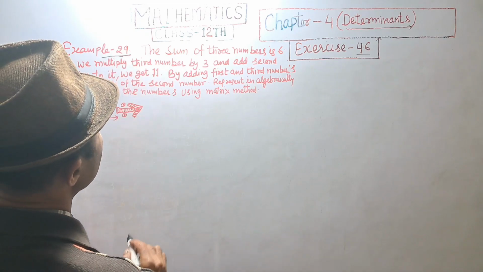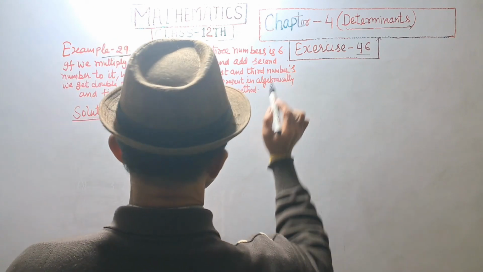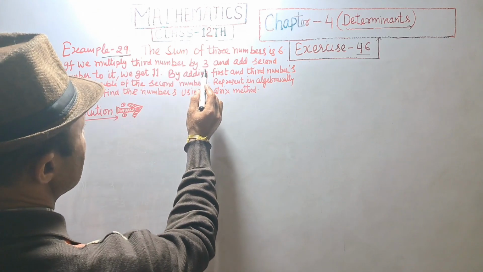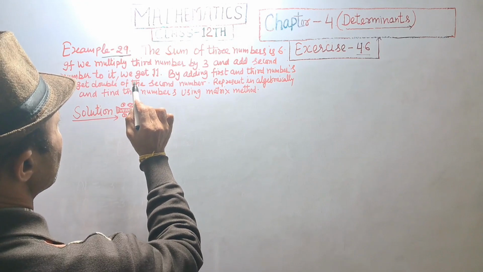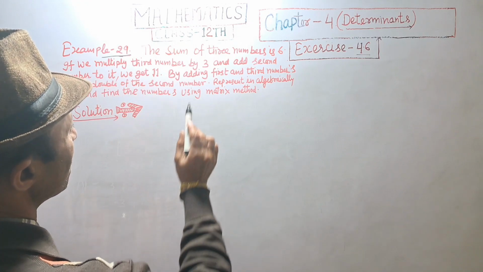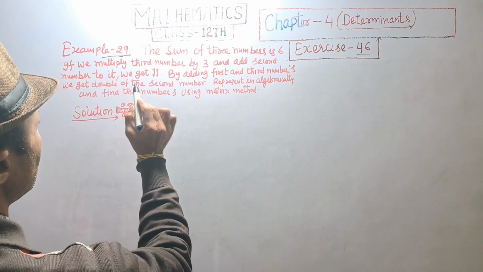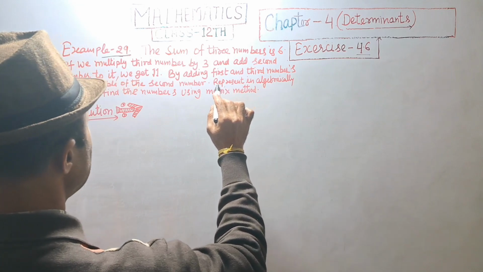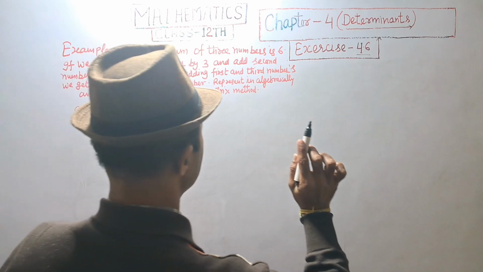Example 29. The sum of the three numbers is 6. If we multiply the third number by 3 and add the second number to it, we get 11. By adding the first and third numbers, we get double the second number. Represent it algebraically and find the numbers using the matrix method.